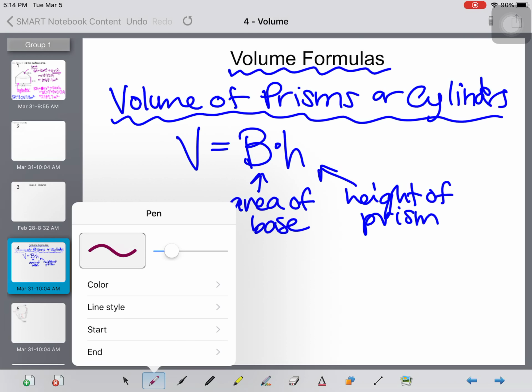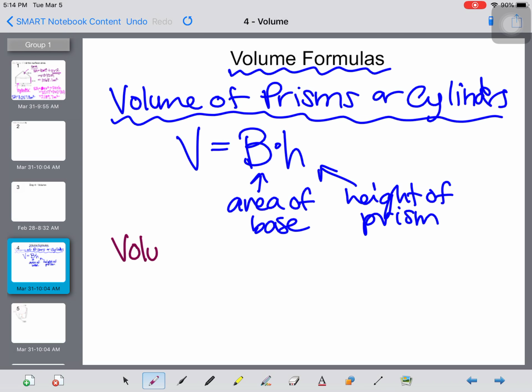Your second formula is going to be for volume of pyramids and cones. Again, those are related. Cones are just pyramids with a circular base. And your volume formula is similar. It is 1/3 big B times little h, where the big B and the little h mean the same thing. So the big B is the area of your base. The little h is the height of your cone or your pyramid. Lastly is volume of a sphere.